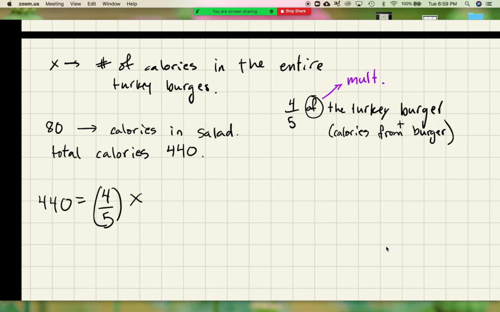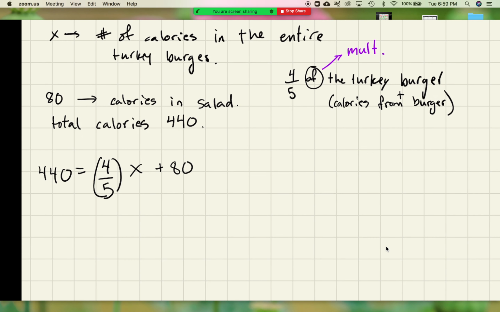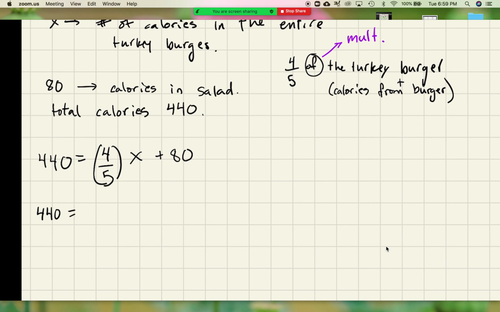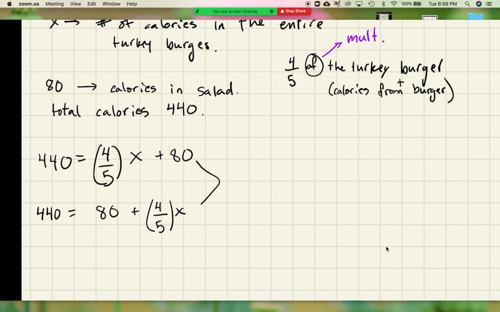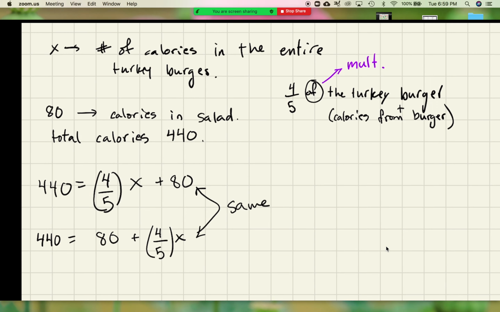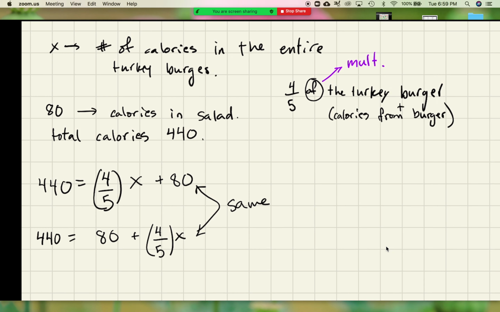But then he also ate a salad by itself. And the salad was just 80 calories on its own. And it might have these two things switched around. Is one of the equations that? Yeah, there's one that's exactly how you wrote it. The other way to have written it would have been like this bottom one. Those are the same. It's just switching around the addition part. So those are the same thing.